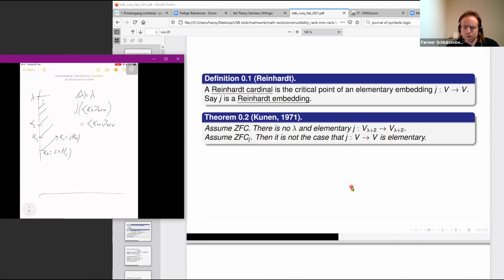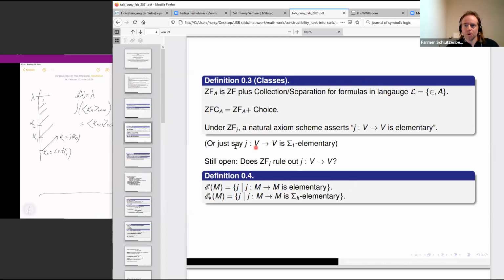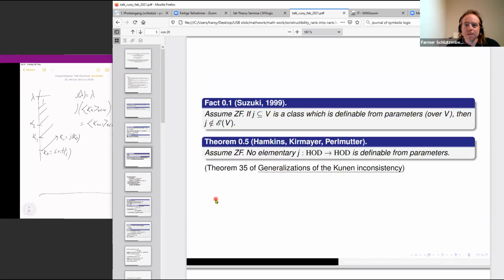Okay, so the big open question there is whether ZF J alone, so without choice, suffices to rule out the embedding from V into itself. So can we do Kunen's theorem without choice? Okay, so just some notation: the script E of M, for M whatever structure, denotes the set of elementary embeddings from M into itself, and a variant E_k of M is for sigma k elementary. So I'll sometimes use this notation, sometimes I'll just write the function out itself.